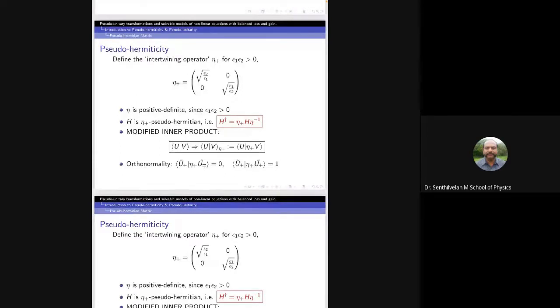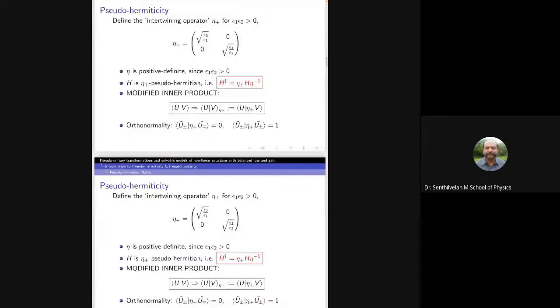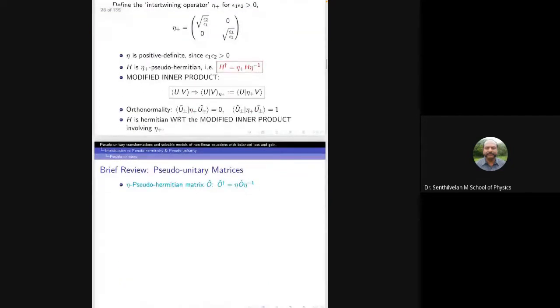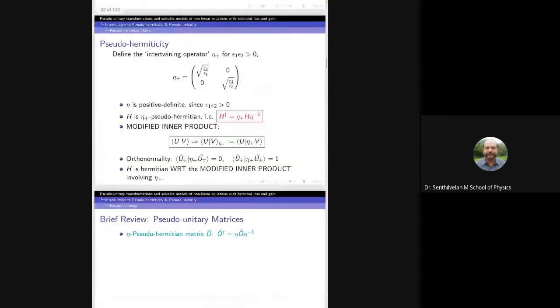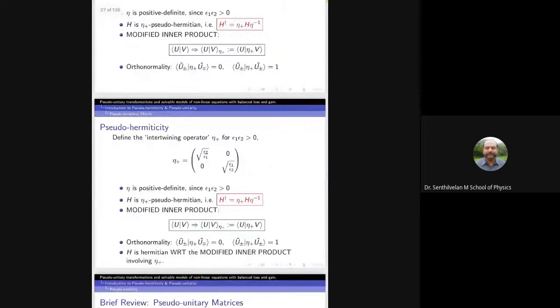So pseudo-hermiticity, in some sense, means that it's Hermitian, but with respect to a modified inner product. This is a very important concept for the students.